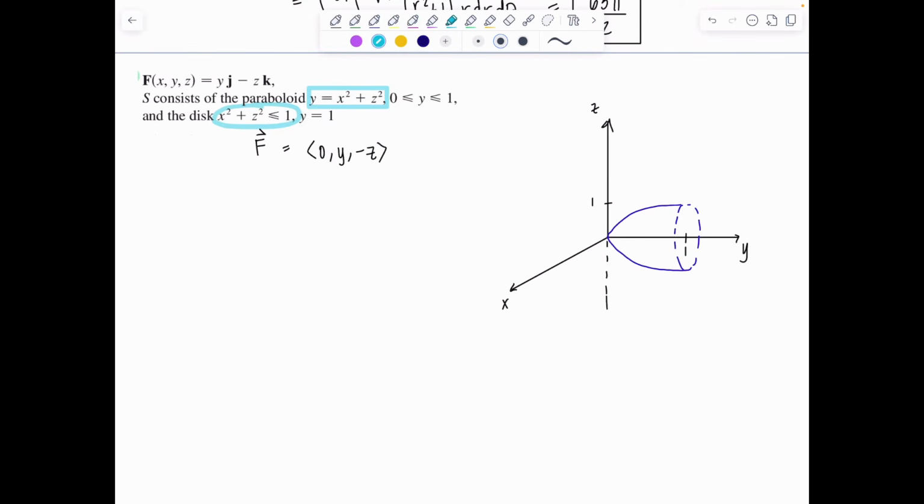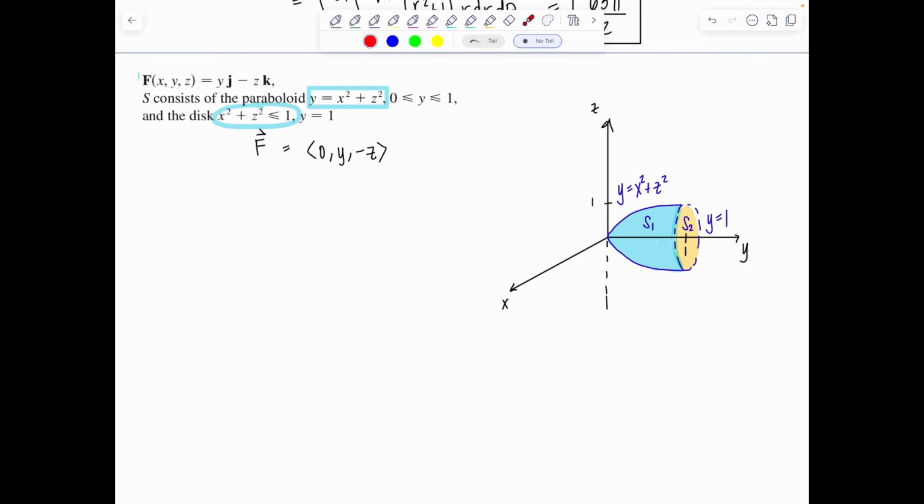So I'll color it two different shades or colors. That way you can distinguish the surfaces. So that's surface 1, the paraboloid, y equals x squared plus z squared. And then this is surface 2. Okay. So what is surface 2's equation? Surface 2's equation is y equals 1.